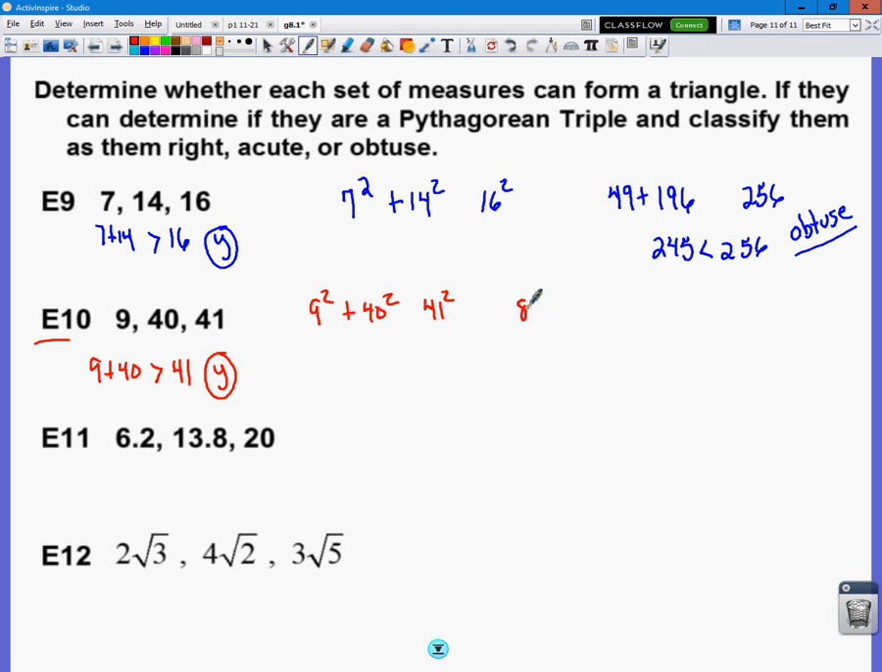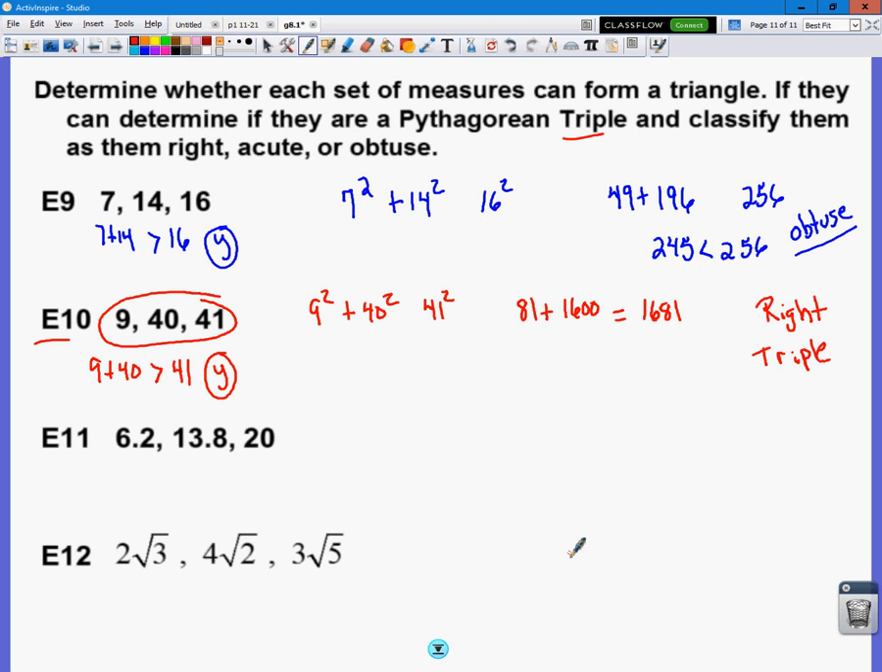9 squared is 81. 40 squared, 1600. 41 squared, 1681. These two are equal. If they're equal, what type of triangle is it? It is a right triangle. Is this then a triple? Yes. It's a triple because all three of these are whole numbers and they satisfied a squared plus b squared equals c squared.